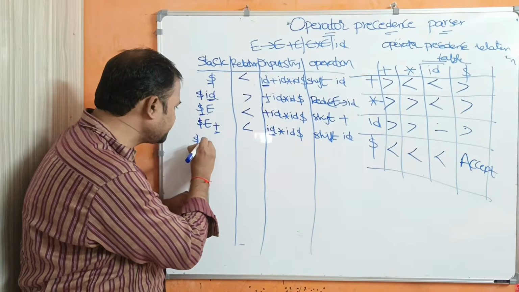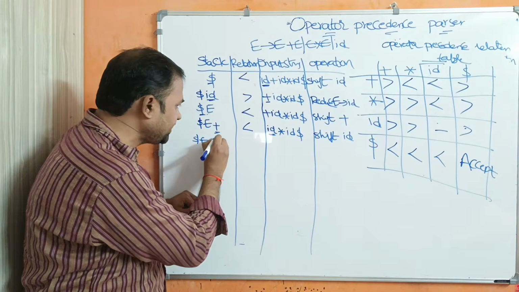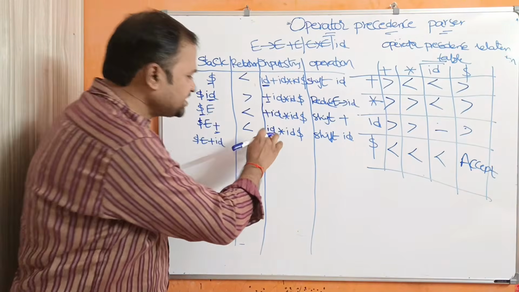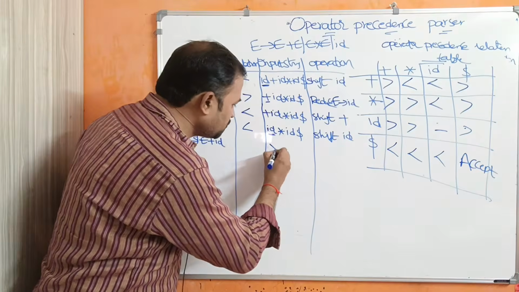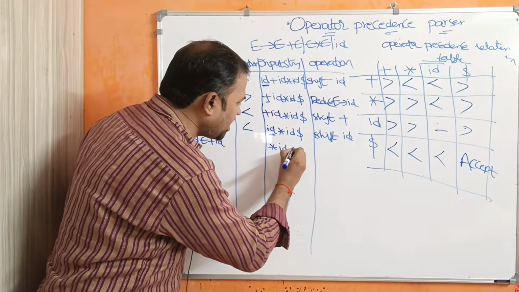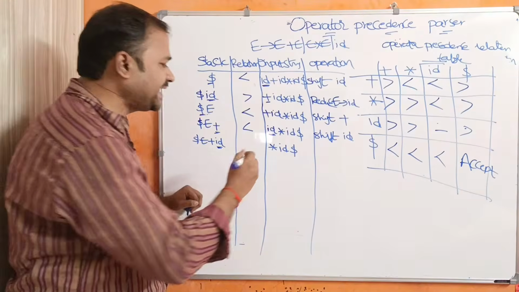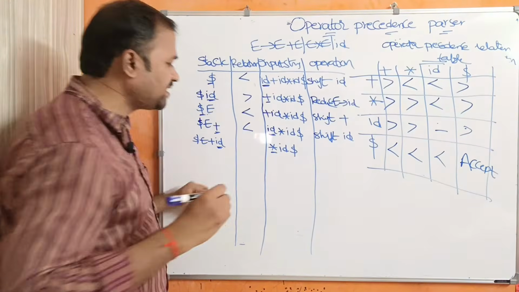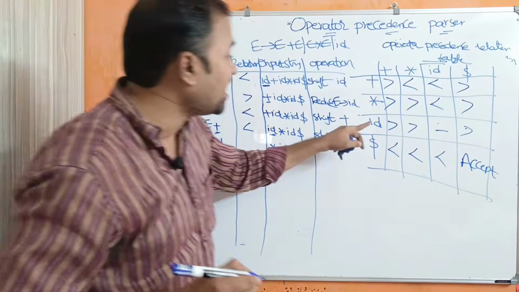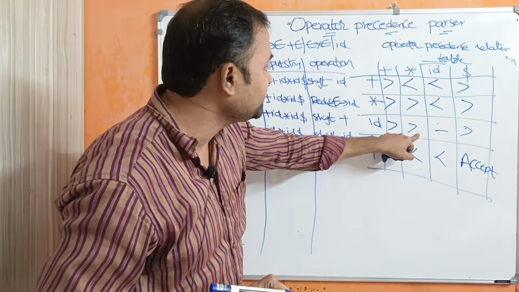So now the content of the stack will become dollar E plus id. So this id is pushed onto the stack. So what is the remaining input string? Star id dollar. So now what is the stack topmost symbol? id. What is the input symbol? Star. id star. So what is the operator?